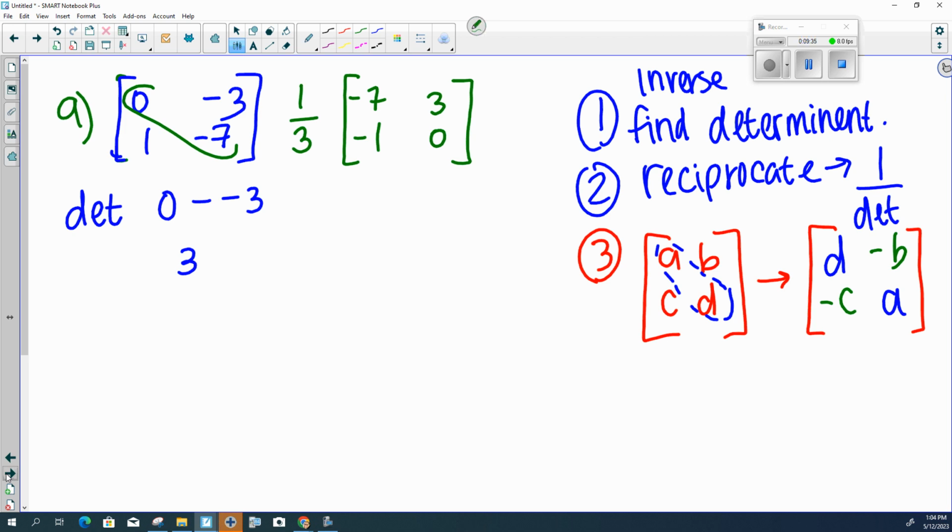Okay, so step number 1, we found the determinant. We are good at that. Step number 2, we did the reciprocal. Step number 3, we do some switching around. This is kind of mimicking that multiplication thing. I don't know how that helps find the inverse. That's a good question. I'll figure it out.